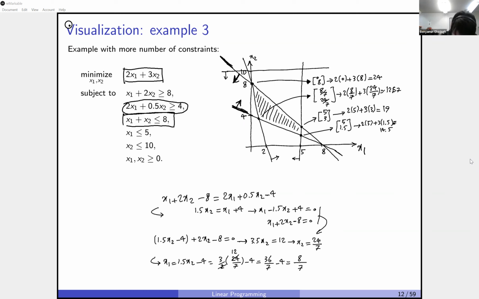Let me find the second constraint. If you put x1 to 0, x2 will be 8. This is this line. This line is for the second constraint. We are on this side. So this line is the first constraint, this line the second constraint, this line the third constraint. And the fourth constraint, x1 less than 5, is this. And the fifth constraint is this. And we also have, we are in the first orthant.